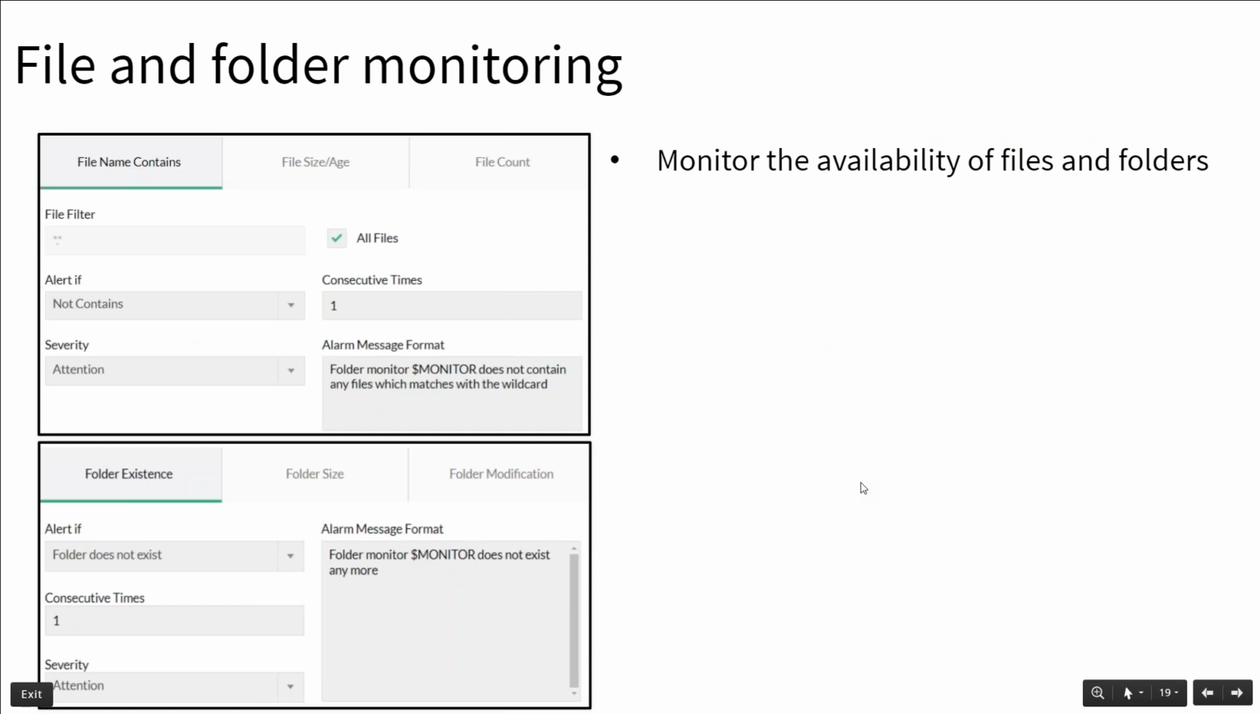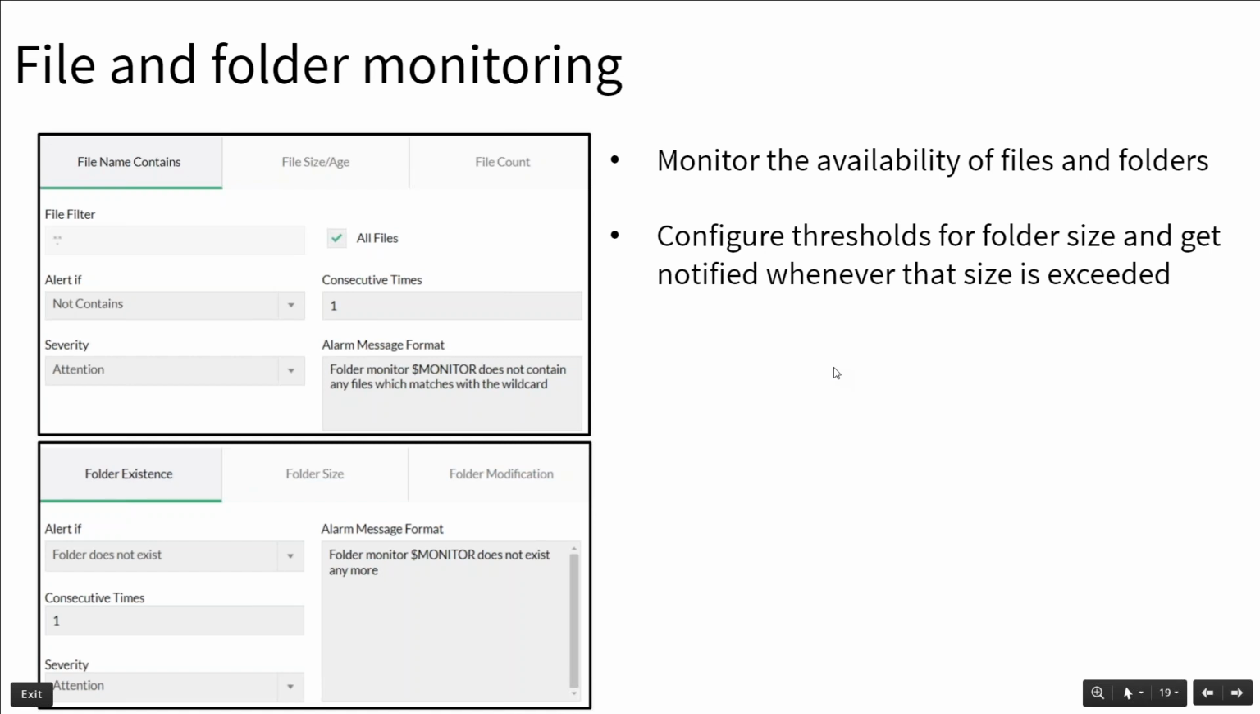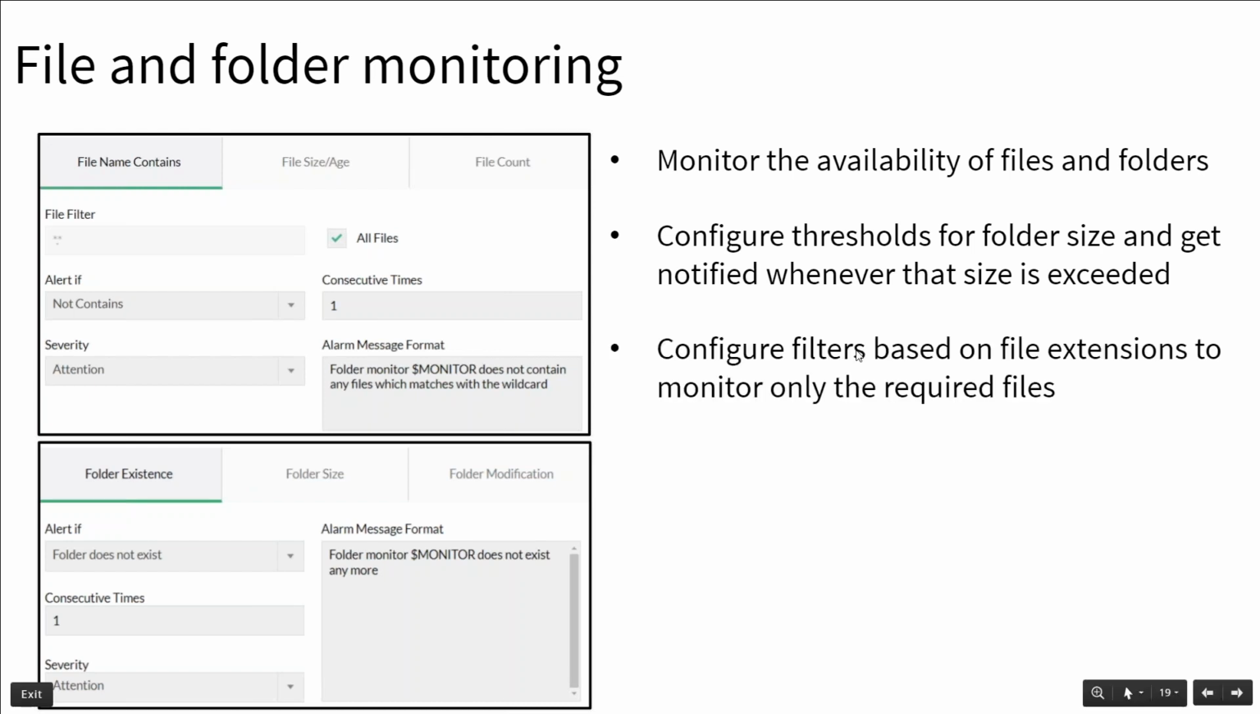Moving on to the next, which is files and folder monitoring. For Windows servers, with the help of the WMI protocol, we monitor the files and folders and their availability. Also, you will be able to monitor the size of the folder, set a threshold on it, and get notified if any file or folder exceeds a particular size. We also have a search based on a filter using the extension of the file. If you want only the PDF files inside a folder to be monitored, that can be done with the help of the filters as well.